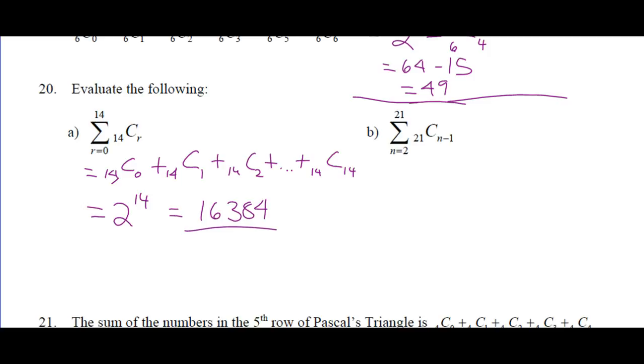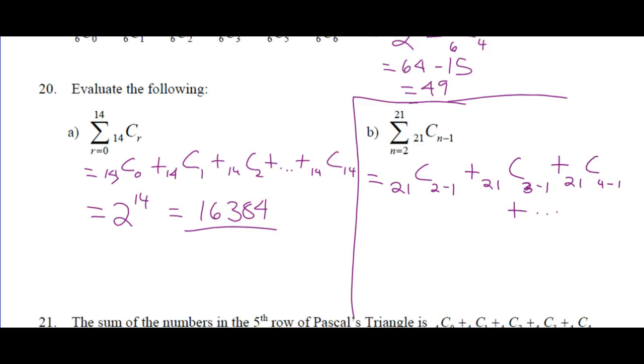The sum, where n starts at 2, is then incremented by 1 each time until it reaches 21. So this is 21 choose 2 minus 1, plus 21 choose 3 minus 1, plus 21 choose 4 minus 1, plus dot dot dot, plus 21 choose 21 minus 1.